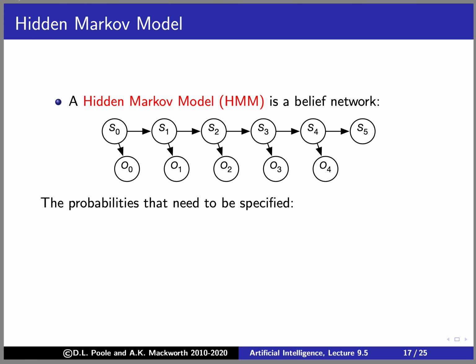All right, today we're going to look at what's called a hidden Markov model. A hidden Markov model is a belief network. Notice there's a Markov chain at the top from S1 to S2 to S3 to S4 to S5, and each of these has exactly one parent. The only parent of S2 is S1, the only parent of S3 is S2.